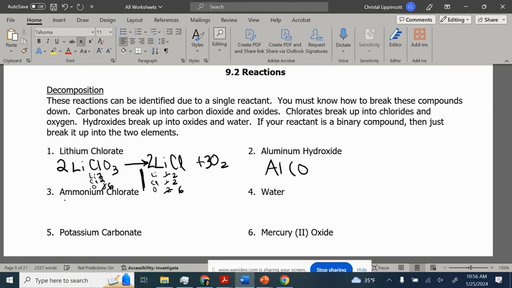Next one is aluminum hydroxide. Aluminum is a +3. Hydroxide is a -1. So I need 3 hydroxides to balance out that aluminum. If I go to my reaction type reference sheet, this is not a binary compound. We have 3 elements here. It's not water. It is not a chlorate, nor is it a carbonate. So this is option E in the decomposition section.